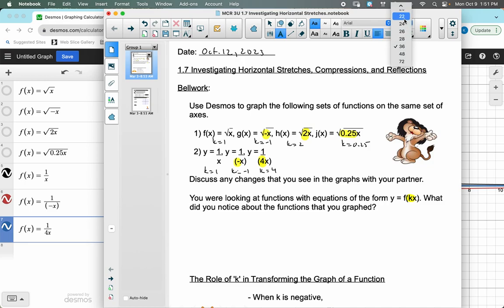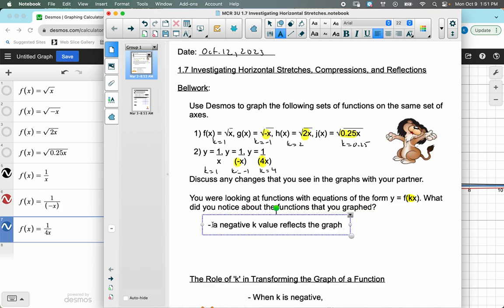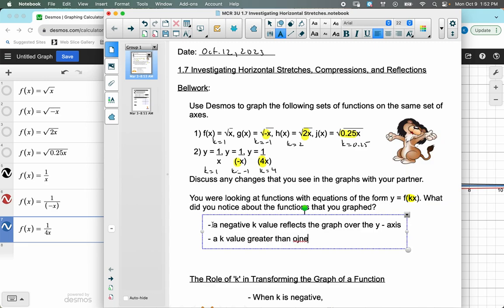Make it smaller and I'll actually type it. Negative k value, reflection over the y-axis. You might talk about a k value greater than 1 makes the graph compress, for lack of a better word.